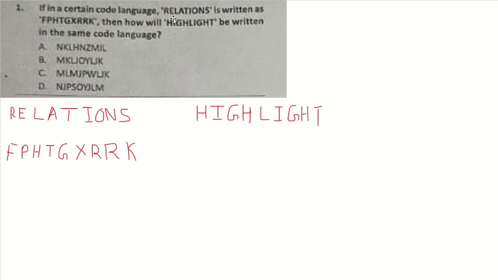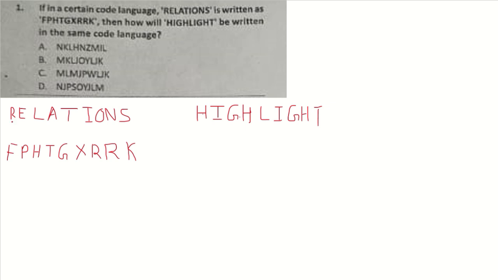In a certain code language, relations is written as this, then how will highlight be written in the same code language? Now the first, note that this video was made one day after the actual exam commenced on 29th November, and therefore there were no results available on the web, so I am not exactly sure for the rest of the questions. But for question 1 and question 2, which are of logical reasoning, I am not 100% sure what the answer is, but I have somewhat of an idea.